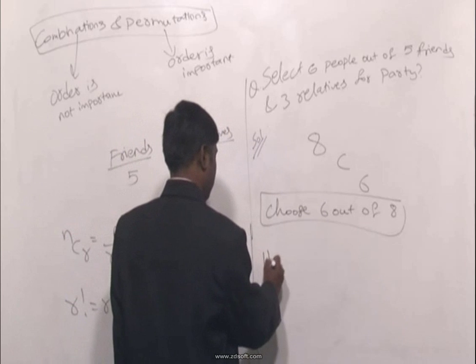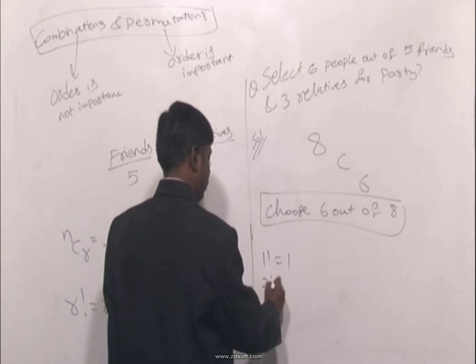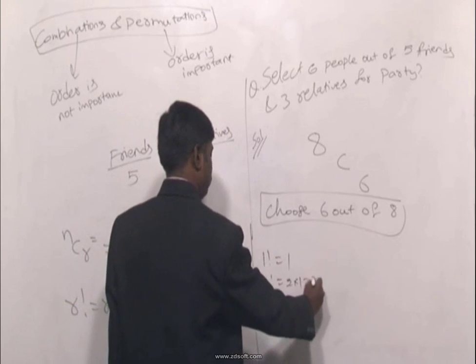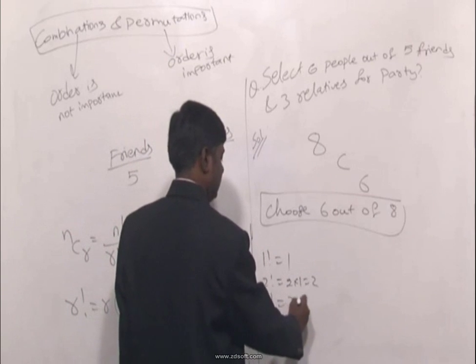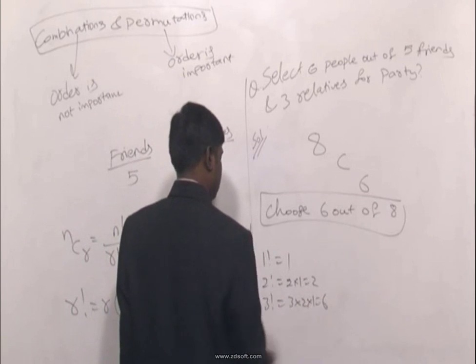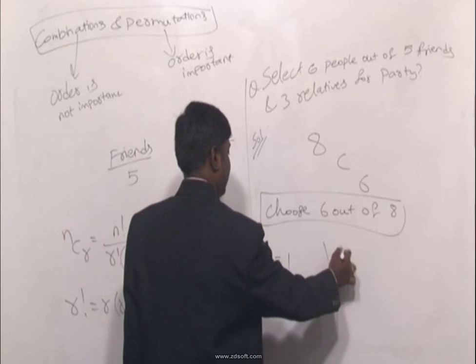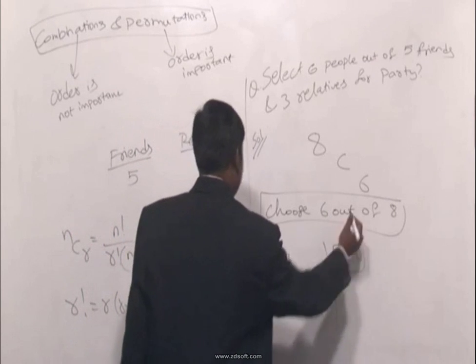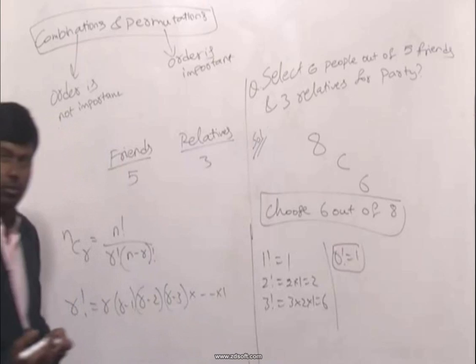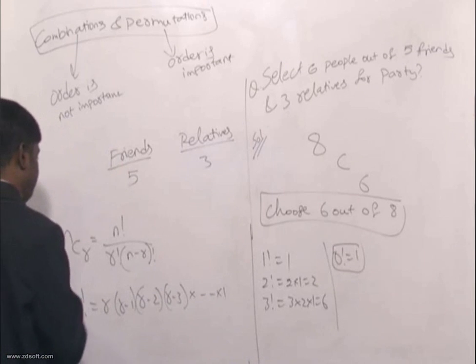Okay. 1 factorial is 1. 2 factorial is 2. 3 factorial is 6. But how about 0 factorial? You say it is 1, but how? Very simple.